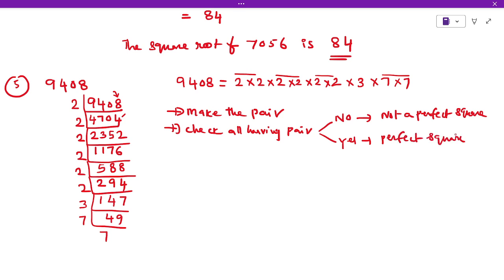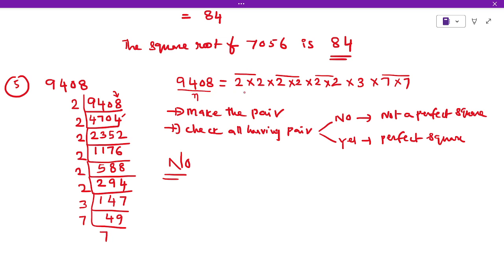So now here, is it a perfect square? No. Very big no, right? Why? Because 3 does not have a pair. So the first part is answered. Now what is the second part? The second part is, what is the smallest number that we should divide by?